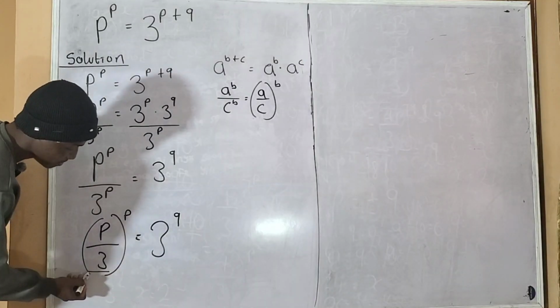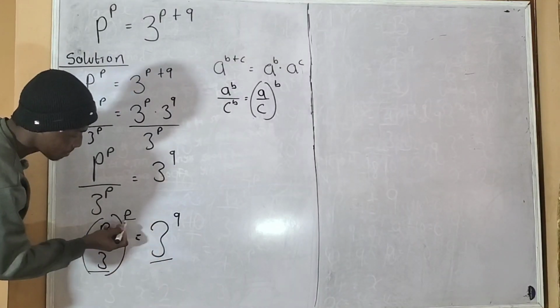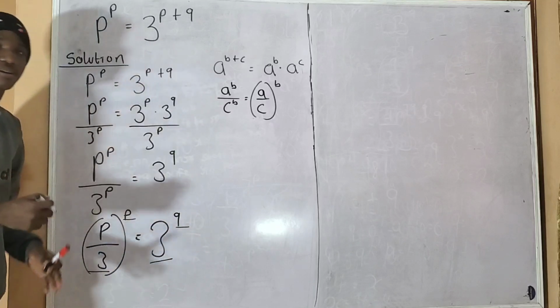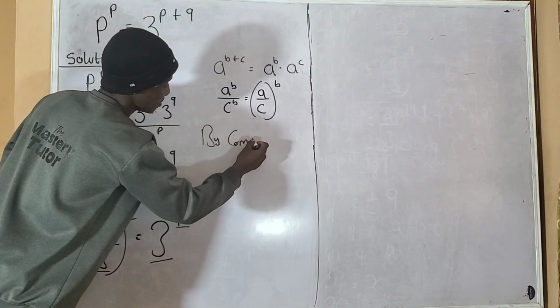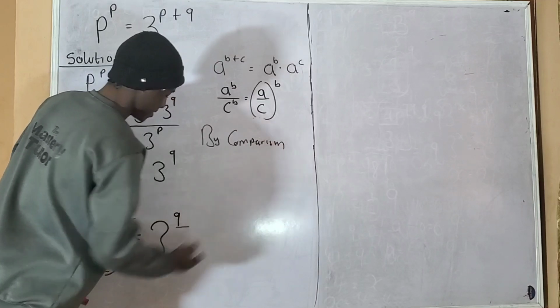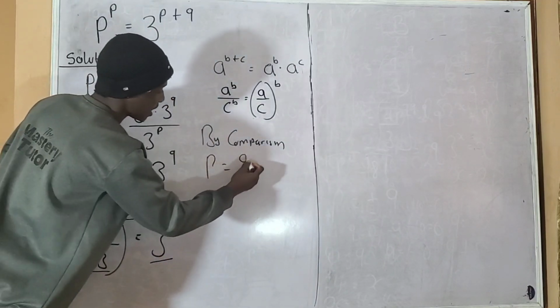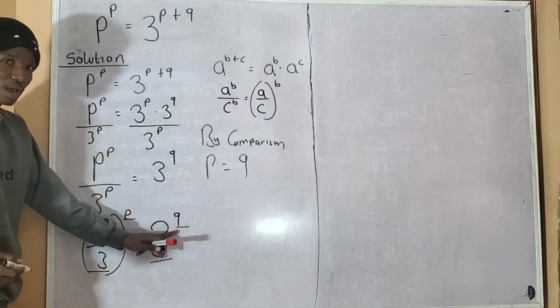You can set this base to be equal to 3 and this power to be equal to 9 by comparison. Are you getting it? So by comparison, comparing both sides, we're going to have p equals 9 based on the power. Are you getting it?